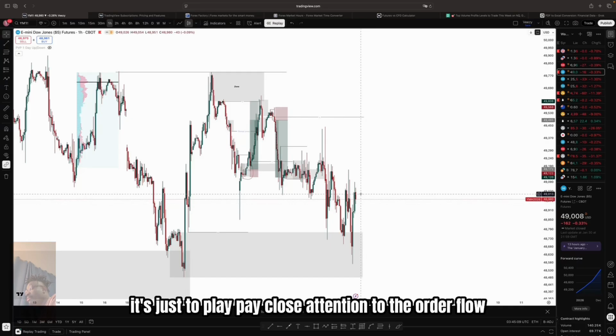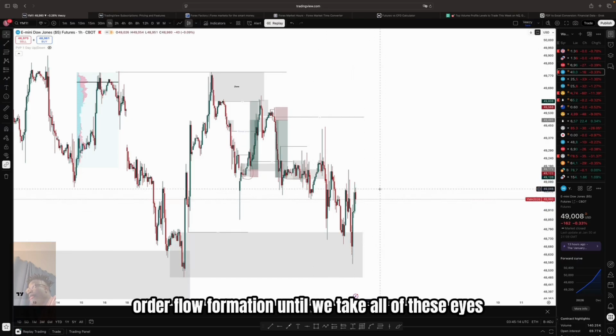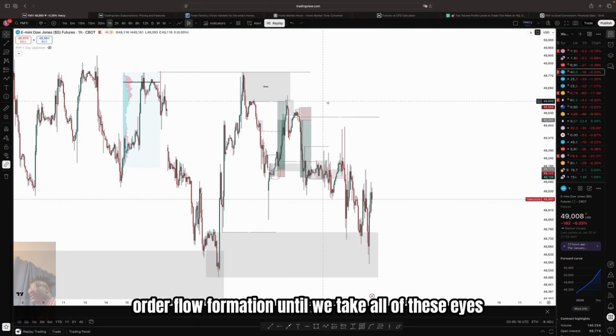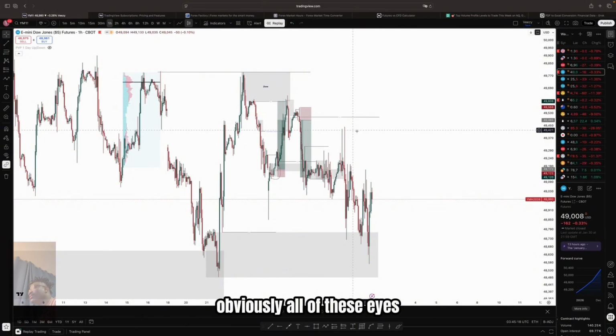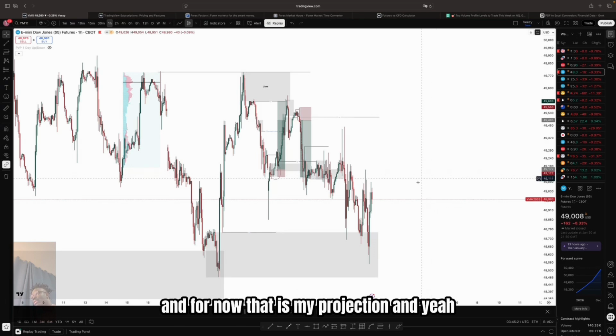It's just to pay close attention to the order flow formation until we take all of these highs, obviously. All of these highs. And for now, that is my projection, and yeah.